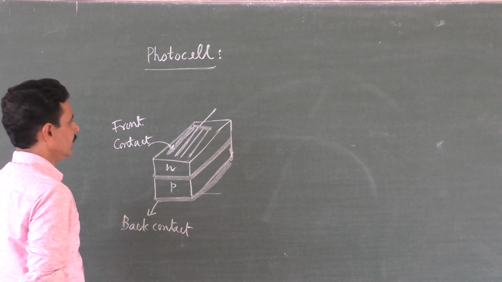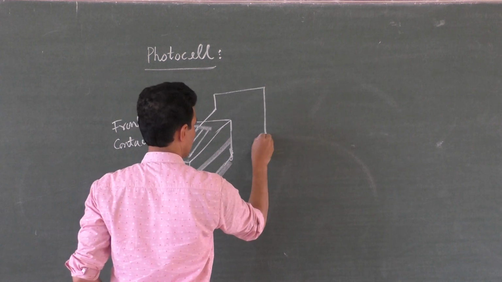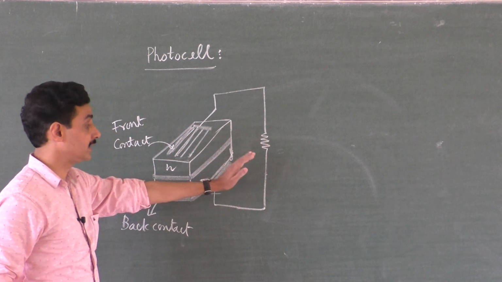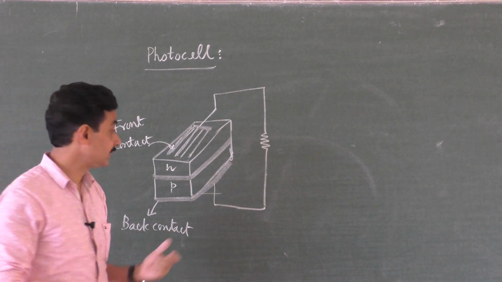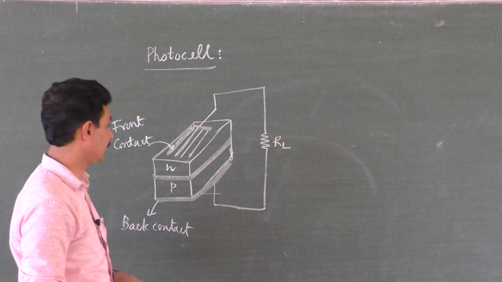So these two ends can be connected to a resistor. Do you need any biasing voltage? No. No biasing voltage, no extra battery, because this itself is a battery. It itself drives the load. You can drive the load here itself, right?